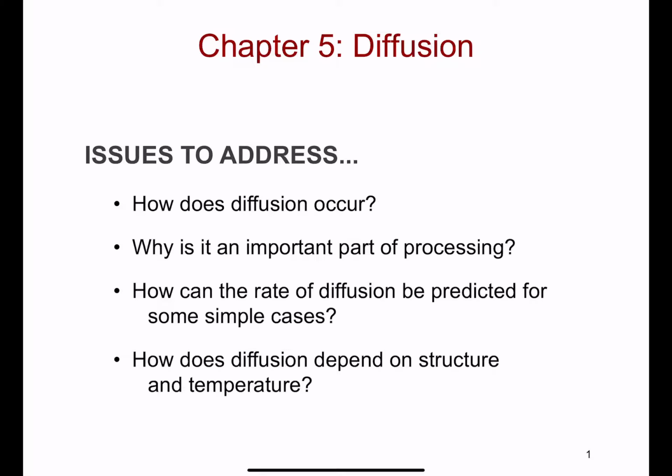We'll touch on why this might be important for processing and what benefits we gain from deliberately diffusing one foreign material into another. And we'll look at how the rate of diffusion can be predicted based on some fundamental equations, and consider how diffusion may evolve based on structure and temperature.